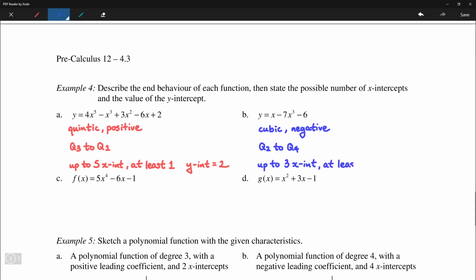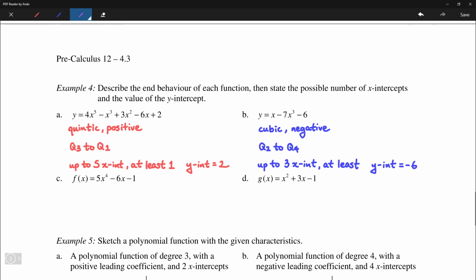Again, the exact number of x-intercepts cannot really be determined without graphing the function. The y-intercept is -6. Again, that's just the constant term. And this is why when we were filling out the table before, we were looking at the type of polynomial, so its degree, and whether its leading coefficient is positive or negative, because that tells us a lot about its end behavior, the number of x-intercepts it has, and then the y-intercept. All right, a couple more.